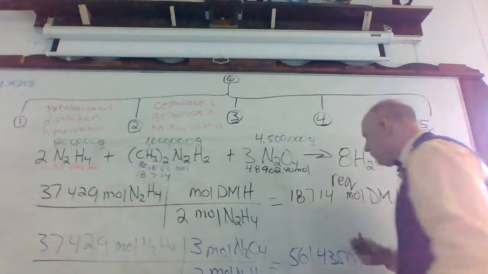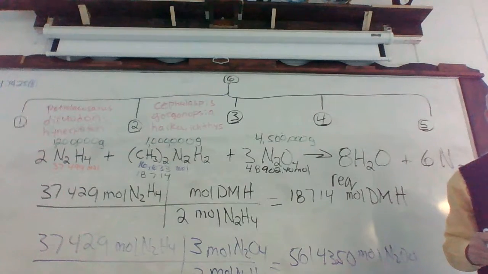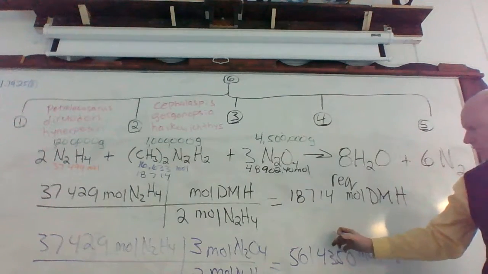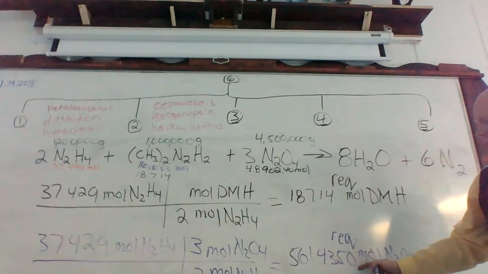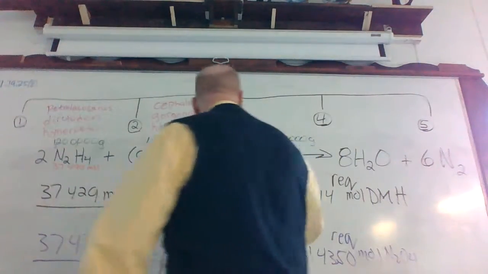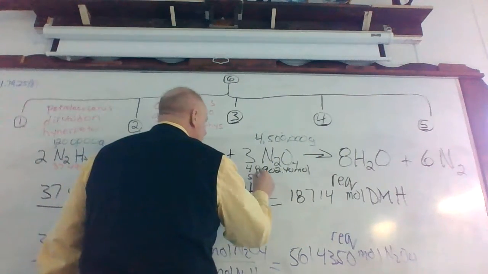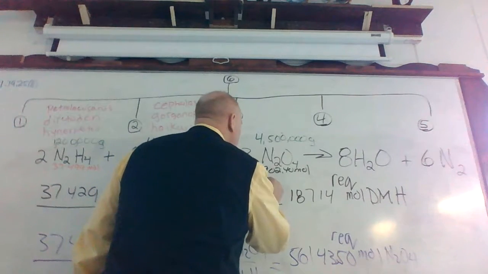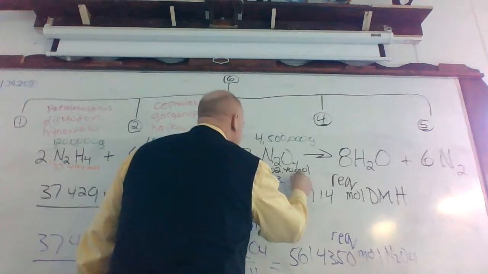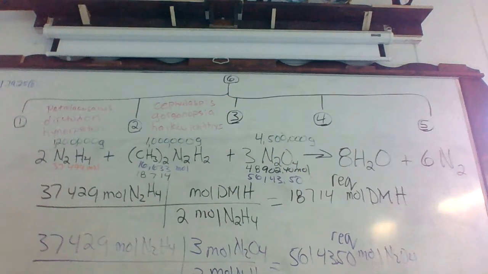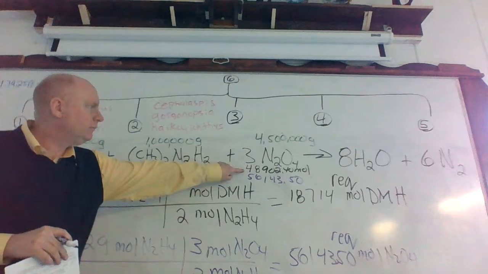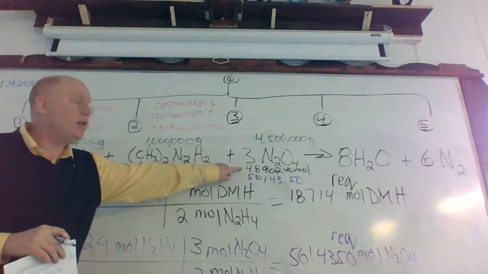Okay, mole of N2O4 is what? These 3 letters again. We would write REQ. Okay, so now we can take this number and write it up here and say 5, 6, 1, 4, 3.50. Okay. Well, which one looks like it's a bigger discrepancy so far? This one or this one? This is a bigger discrepancy so far.